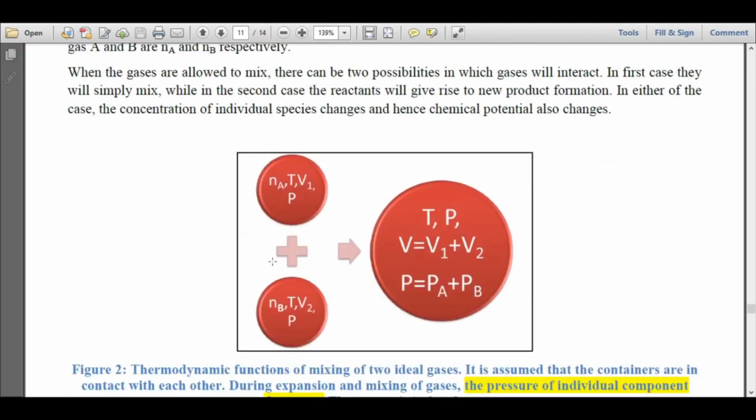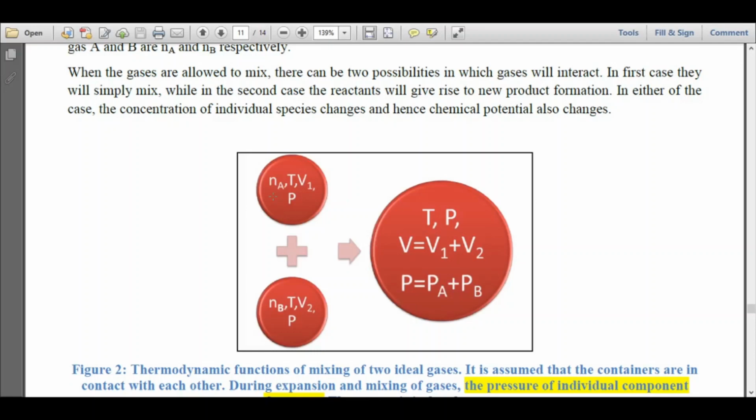Consider two containers containing pure gas. In one container pure gas A and in the other container pure gas B. Now the figure is not so accurate, but assume that the containers are in contact with each other and there is a membrane separating them. Now if I remove the membrane, the gases will mix with each other and the volume will also increase.